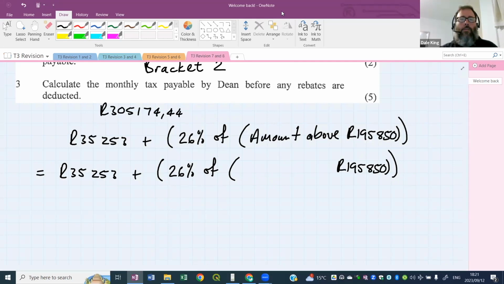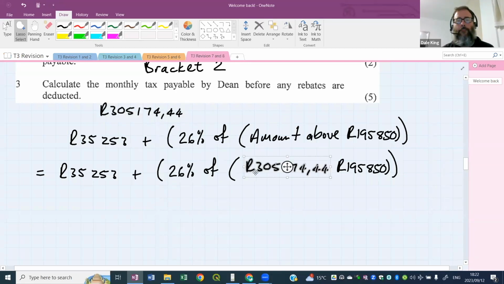Emmanuel. Okay, so what you would do is take that 305,174, the annual income, and then you're going to subtract the 195,850 from it. Good job. Yes, sir. Excellent. Thank you, Emmanuel. Good job. All right. So we need to subtract the 195,850 from this annual figure, and then that'll tell us how much above he is. Okay, so let's do that right now.